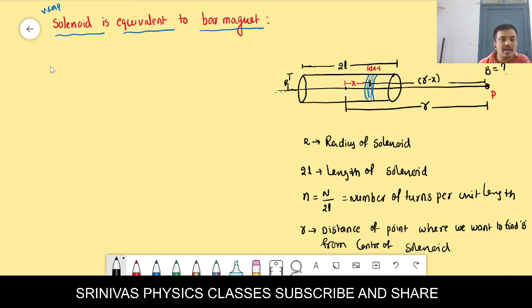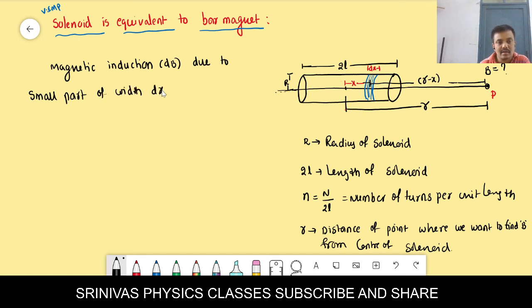Now, I want the magnetic induction or the field dB, the small magnetic induction due to a small part of width dx on the solenoid. You see here, we are taking the small part on the solenoid.